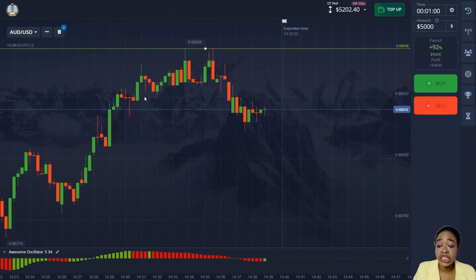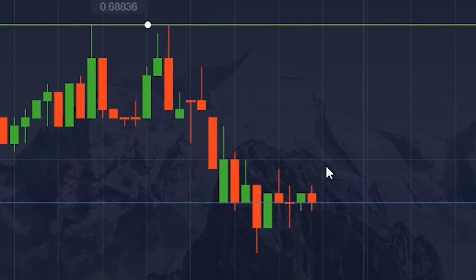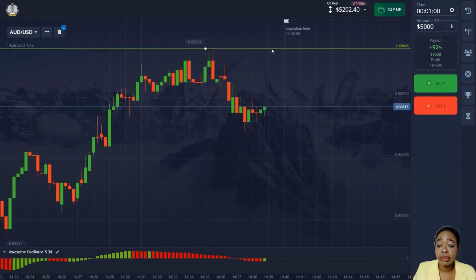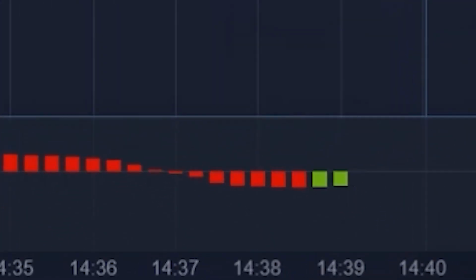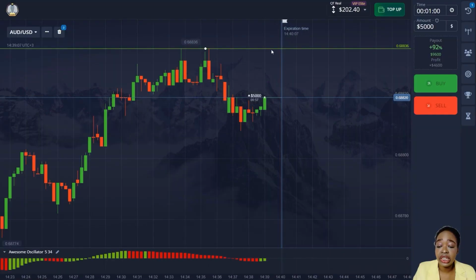Here you can see the price is moving on an uptrend, and at the moment it's bouncing down from the resistance level. At the same time you can see there is still a long distance to the marked level, and the green histogram is formed on the indicator. Therefore, I'm going to open a deal for an increase.